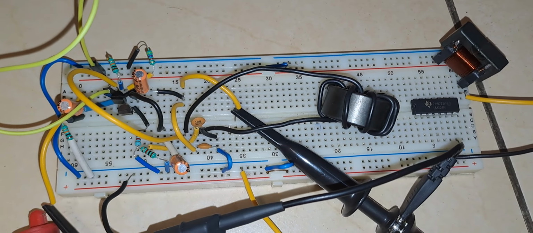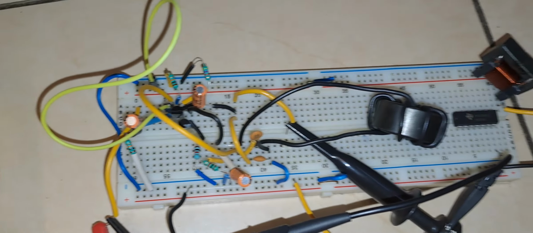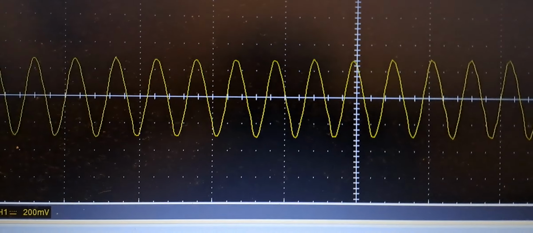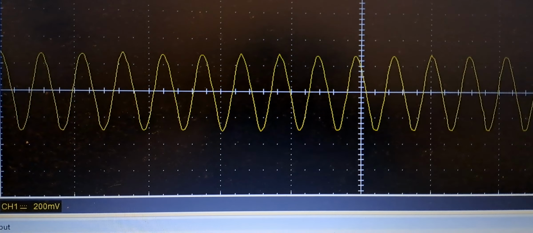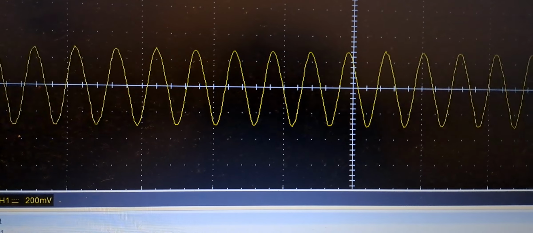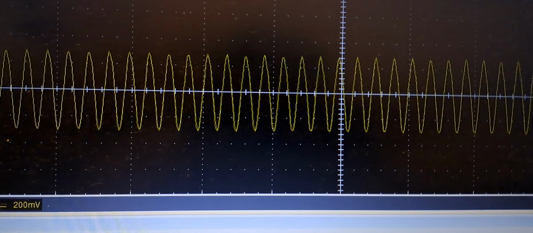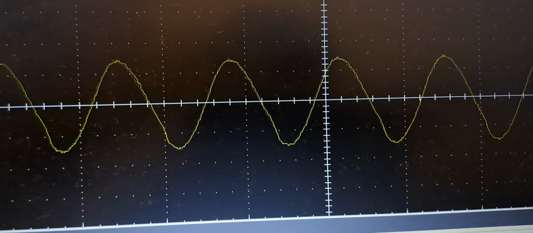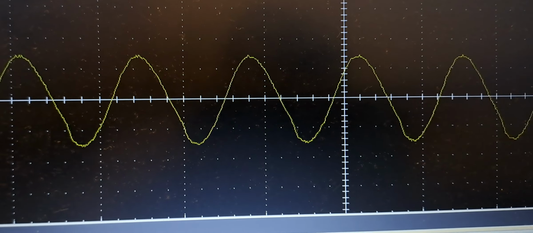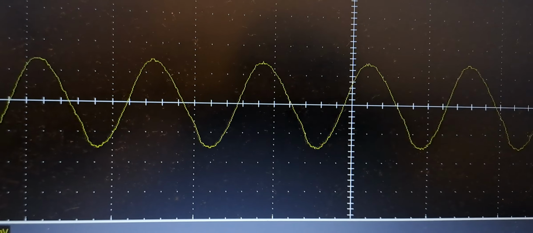So let us look into the waveform first, then I will be describing the circuit diagram. Here you can see this is the output of this oscillator. If I reduce the time scale, you can see this is the wave. If I zoom this waveform further, you can see I am getting a very nice sine wave. This is a very good sine wave oscillator.